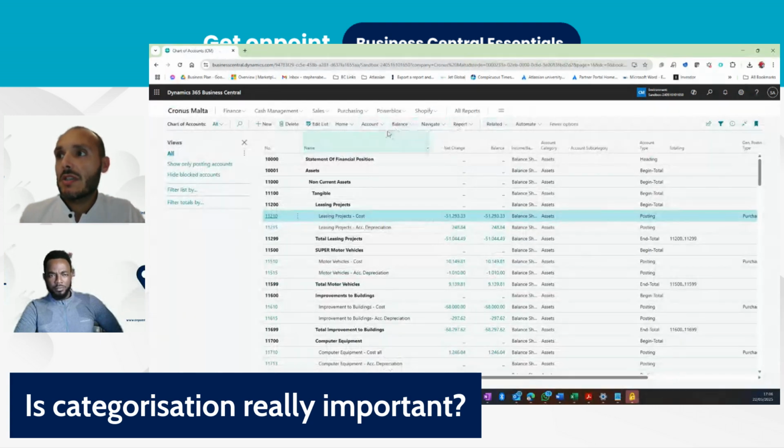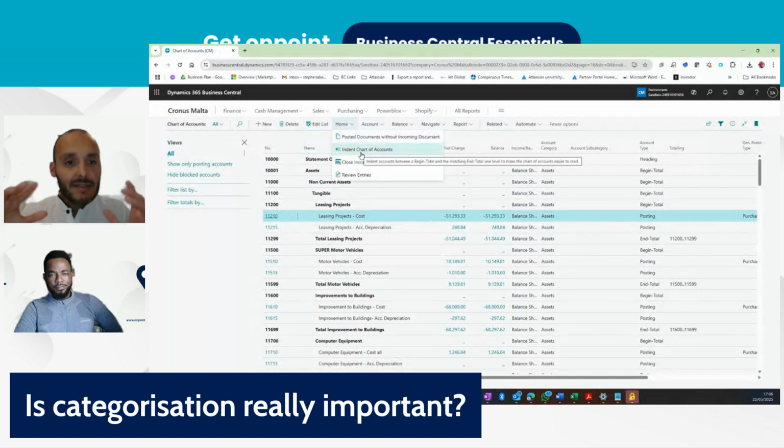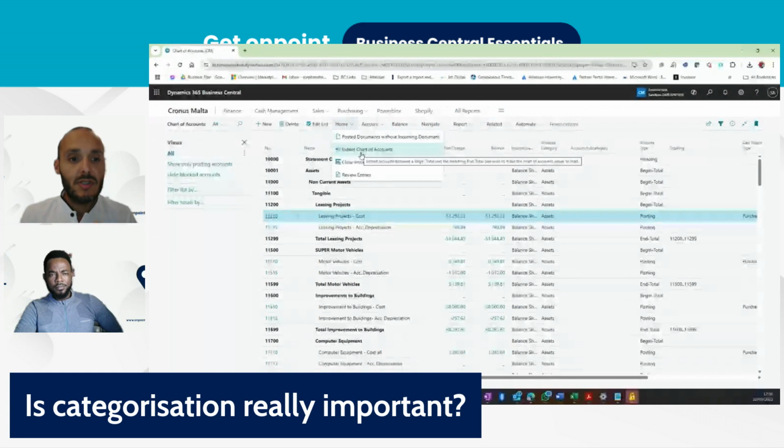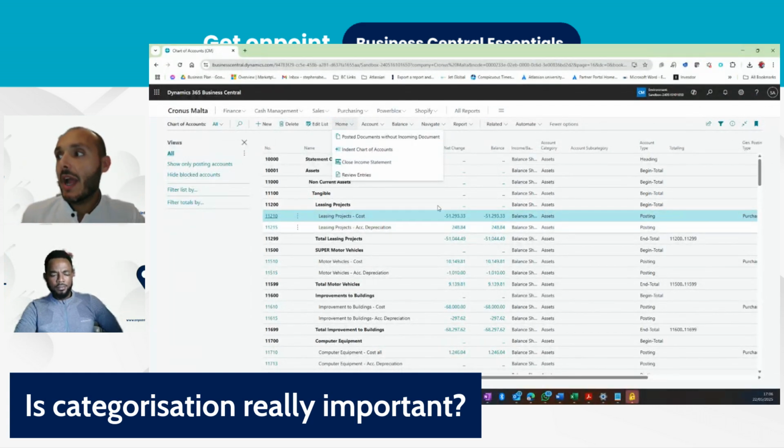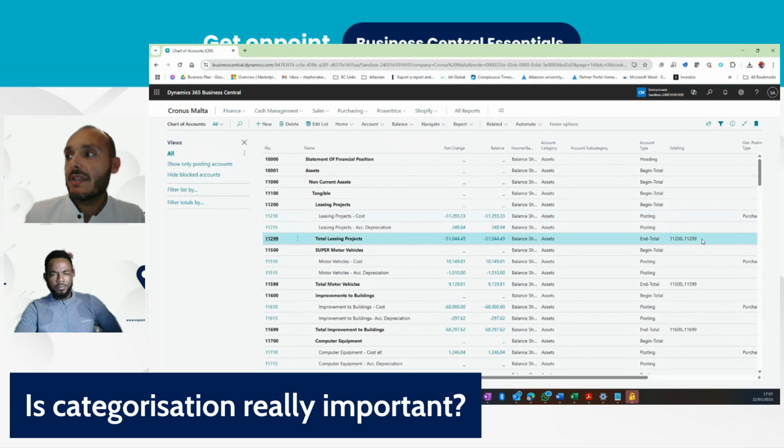One important note is that over here we also have the indent function, which allows us to indent any account in the system according to this categorization. So over here we're seeing nice indentation, and more importantly, in the end total we have the totaling field, which defines the grouping and which ultimately sums up the amounts.